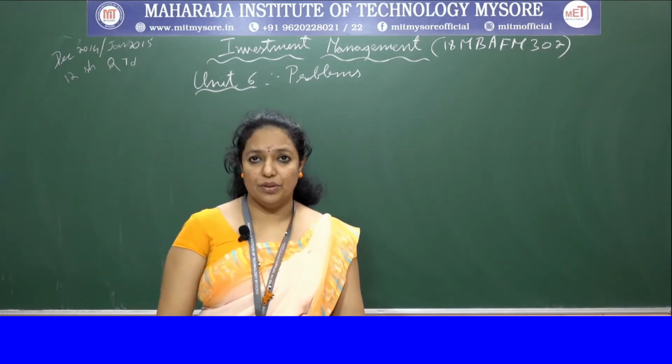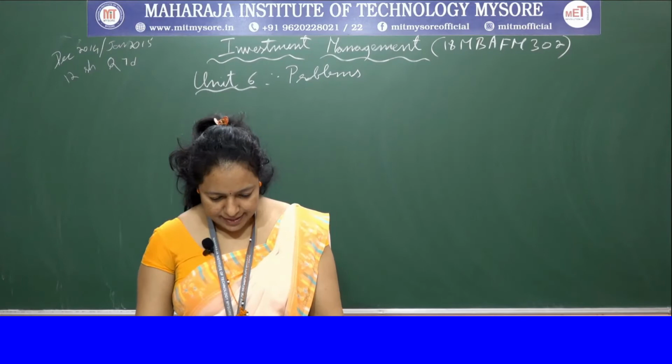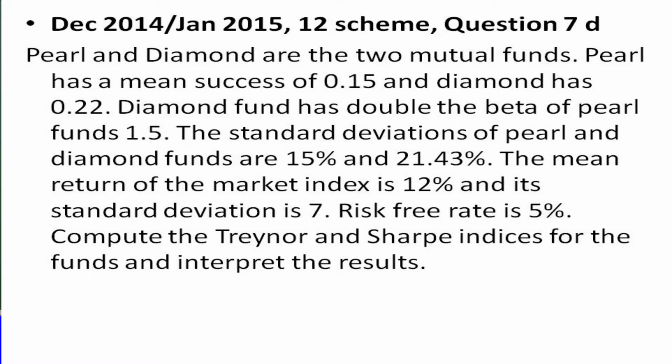So I'll just read out the question for you all, then we'll discuss. Pearl and Diamond are two mutual funds. Pearl has a mean success of 0.15 and Diamond has 0.22. Diamond fund has double the beta of Pearl fund, 1.5. The standard deviations of Pearl and Diamond funds are 15 and 21.43. The mean return of the market index is 12 and its standard deviation is 7. Risk-free rate is 5%. Compute the Treynor and Sharpe's indices for the funds and interpret the results. So this is the question.